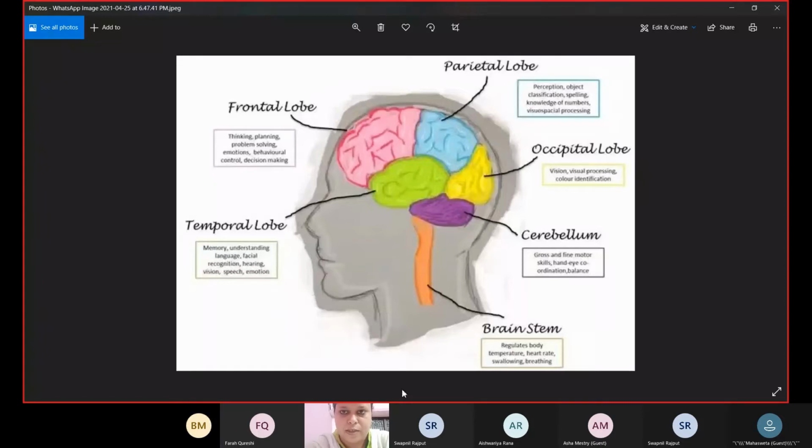Then it's posterior. Medial. Lateral. Dorsal.